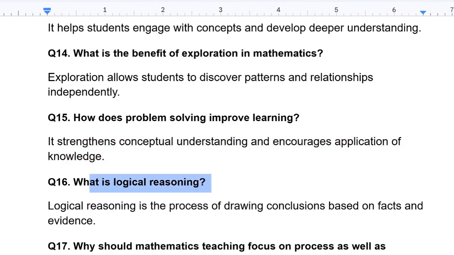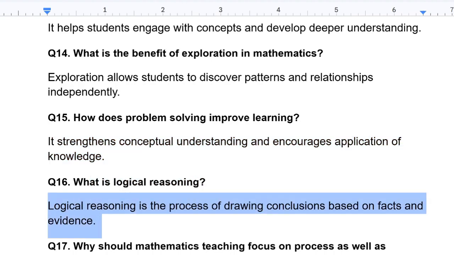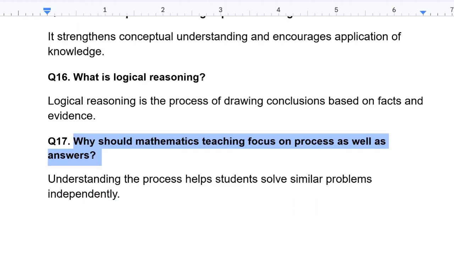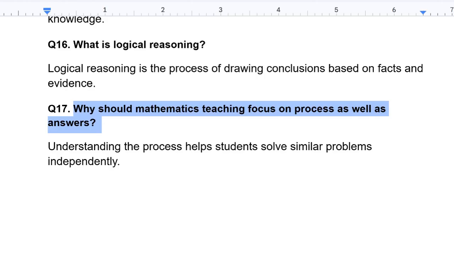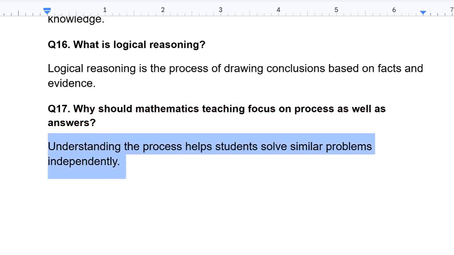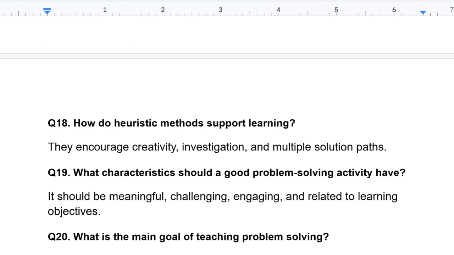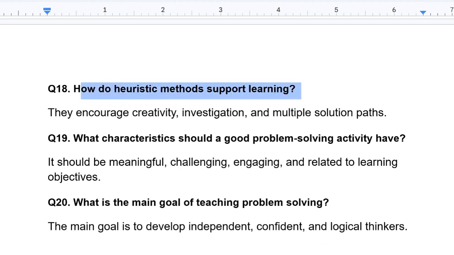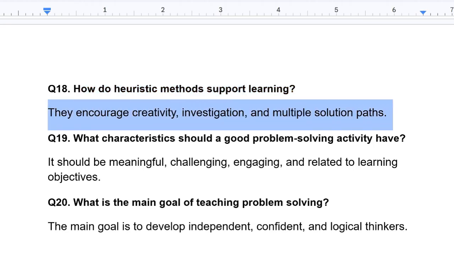What is logical reasoning? Logical reasoning is the process of drawing conclusions based on facts and evidence. Why should mathematics teaching focus on process as well as answers? Understanding the process helps students solve similar problems independently. How do heuristic methods support learning? They encourage creativity, investigation, and multiple solution paths.